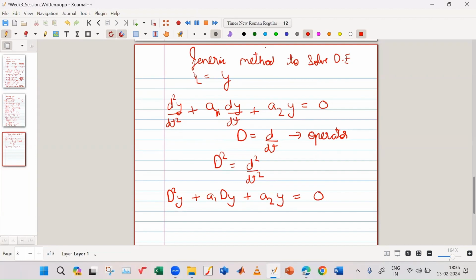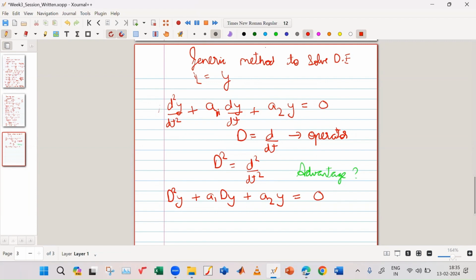Okay. So can anyone tell me what is the advantage of doing this? What is the advantage? Write that this auxiliary form becomes a quadratic equation. Yes.